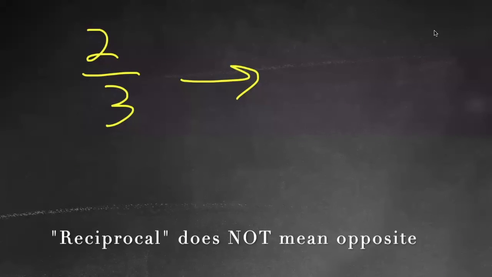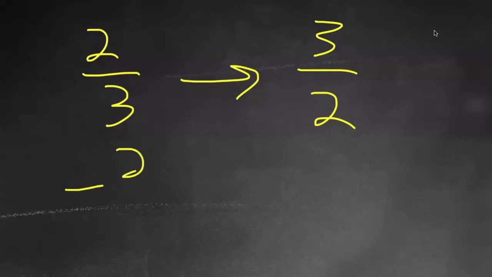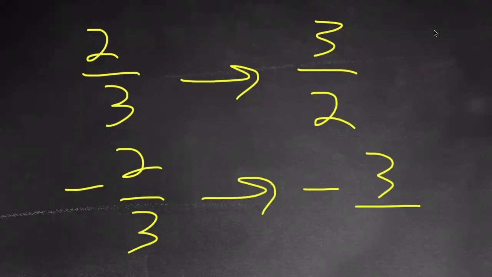So what's the reciprocal of 2/3? It's going to be 3 over 2. Again, the signs did not change. What's the reciprocal of -2 over 3? That's going to be -3 over 2. Again, the signs did not change.